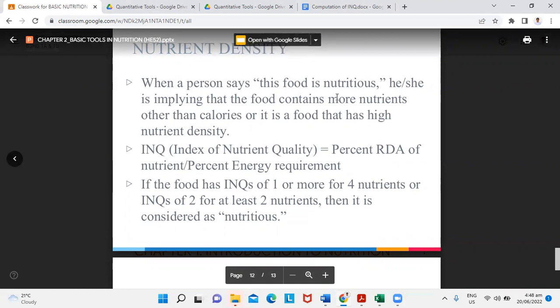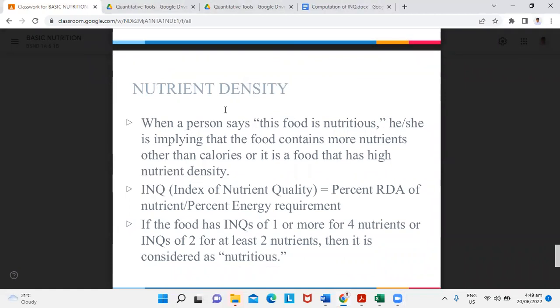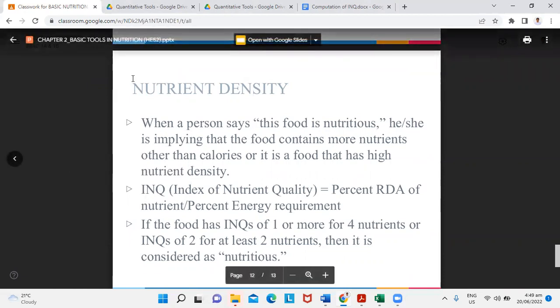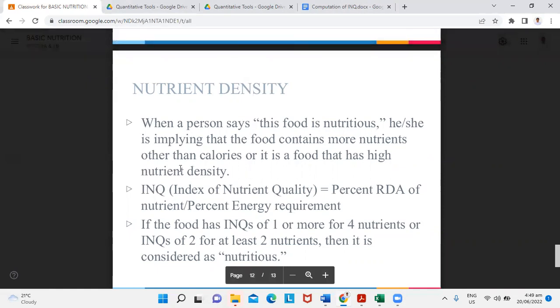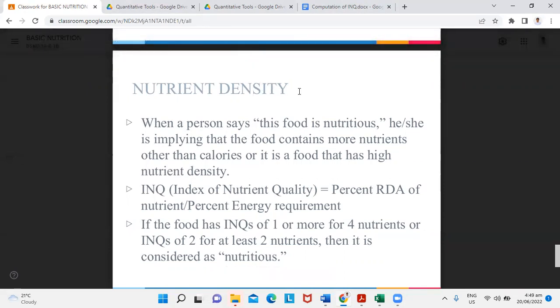The index of nutrient quality is actually a formula to determine the nutrient density of a particular food. And nutrient density can actually be quantified, again, through the use of this formula. That's why this particular topic is under the quantitative tools.